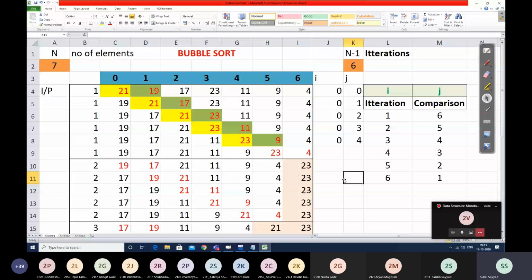Again, the value of j will be incremented. And finally, the comparison between 23 and 4 will be done, and swap will take place. Once swap has taken place, now the value of j will increment, my dear students. What will be the value of j now? 6. So the condition will become false, because what is the loop of j? J should be less than n minus 1. So j cannot take value 6, so the for loop of j will finish.